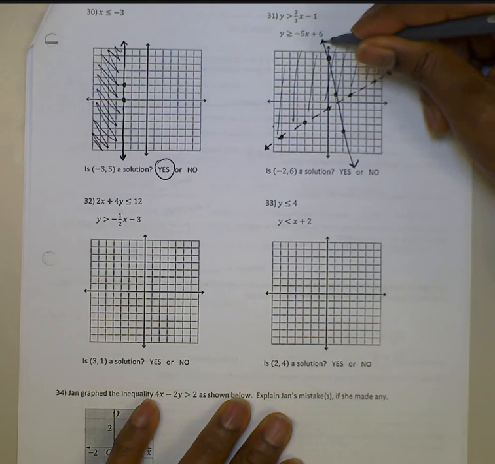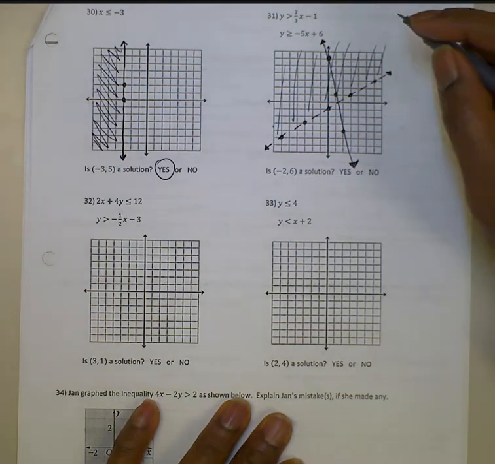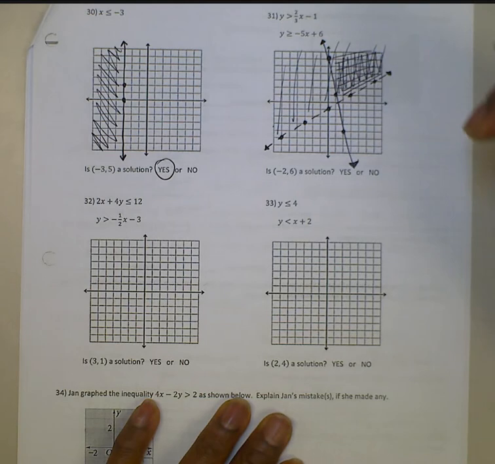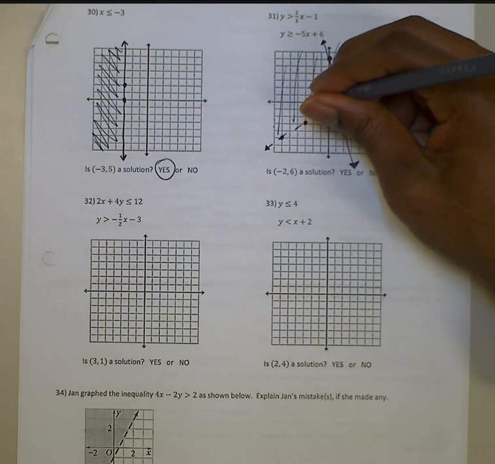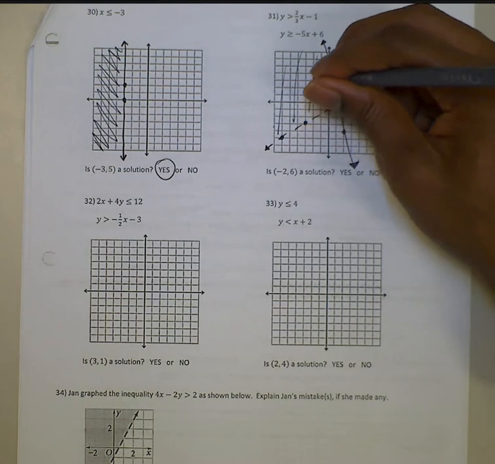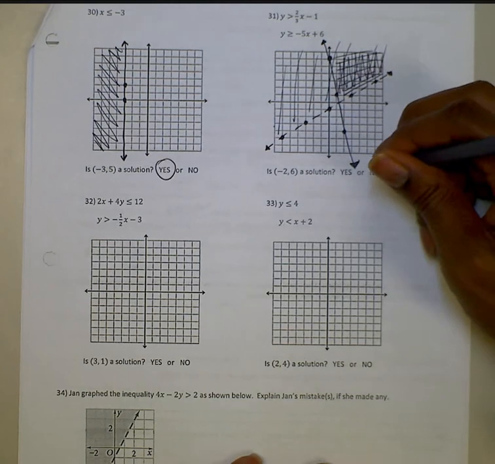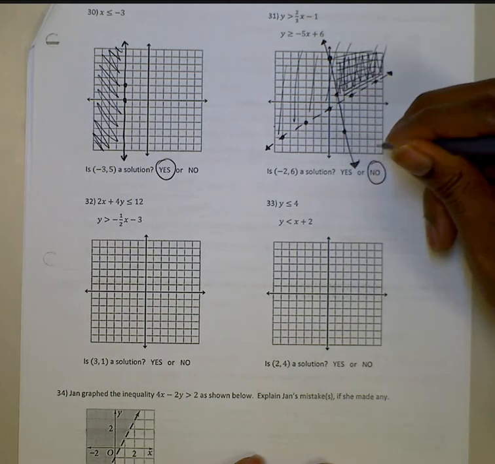And then we shade, because y is greater than, we shade above this line. Okay, and I can see that my solution is going to happen in this region. Now the question is -2, 6 the solution? -2, 1, 2, 3, but no, it's not a solution. So the answer is no. Let me make sure, yeah.